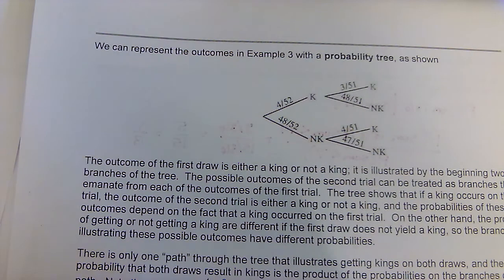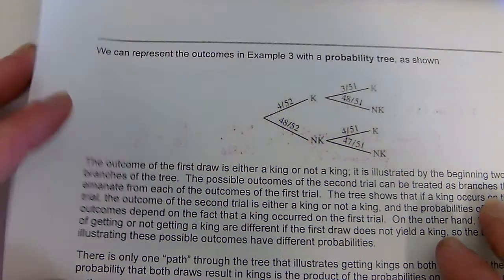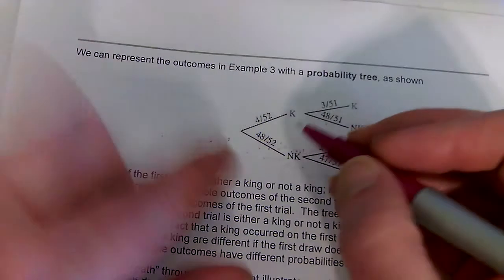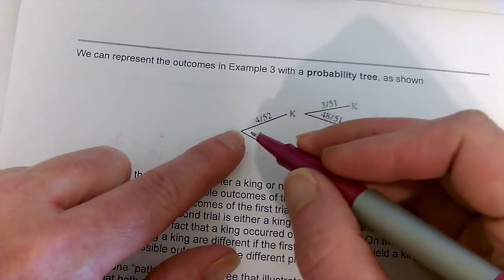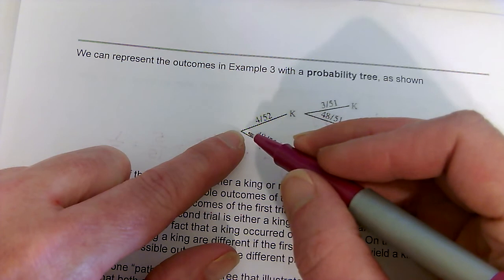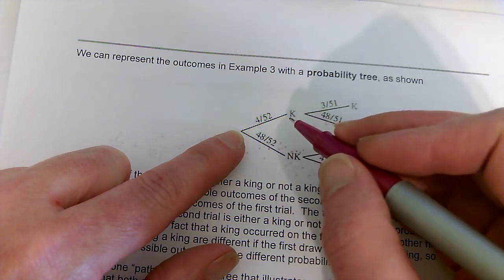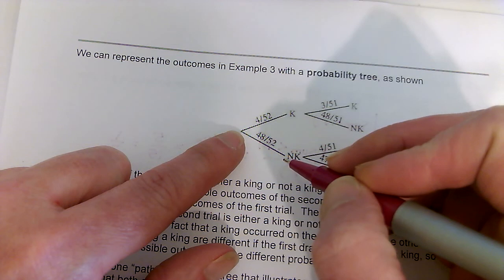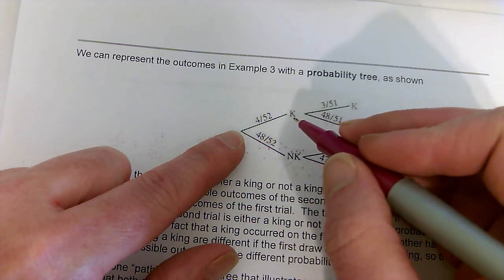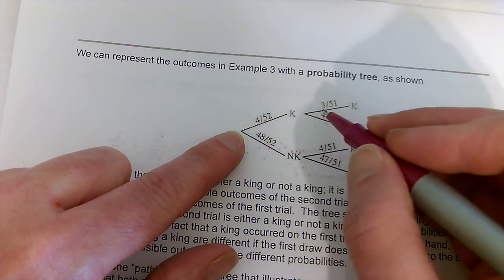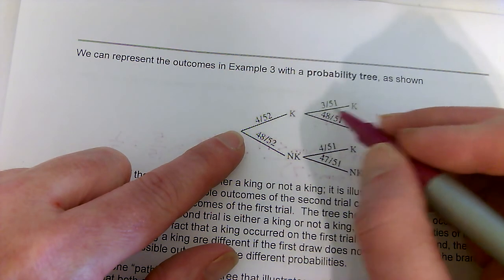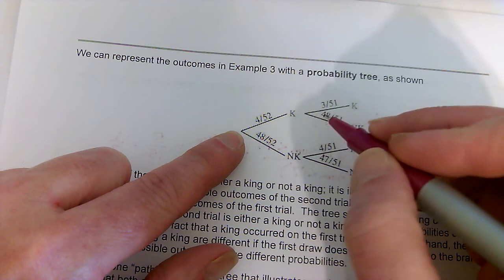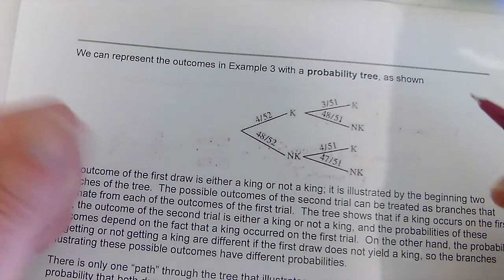Now we can also represent these outcomes with what is called a probability tree. So this is the same situation. So the first draw, to get a king, there's 4 out of 52. To get a not king, it's 48 out of 52 because there's 48 that are not kings. When I draw again, there's only 3 out of 51 cards that are kings. And not kings would be 48 out of 51.